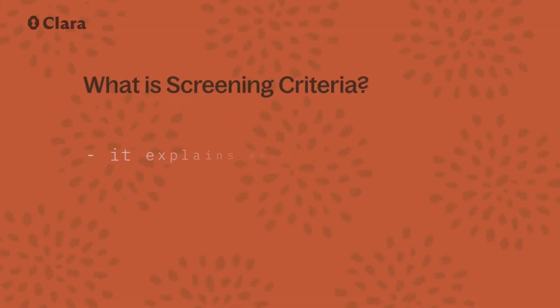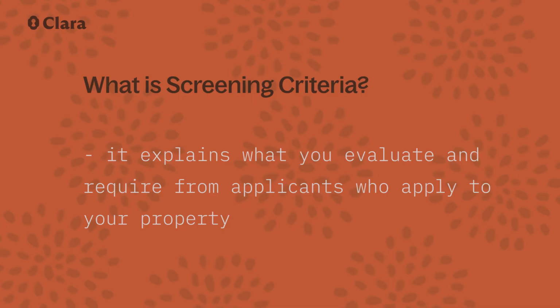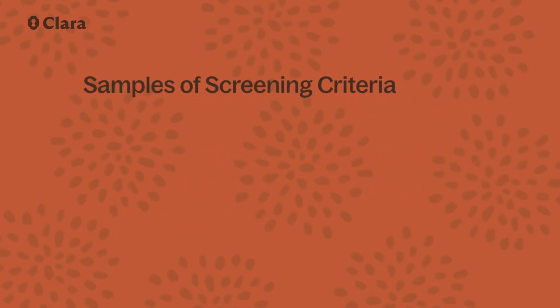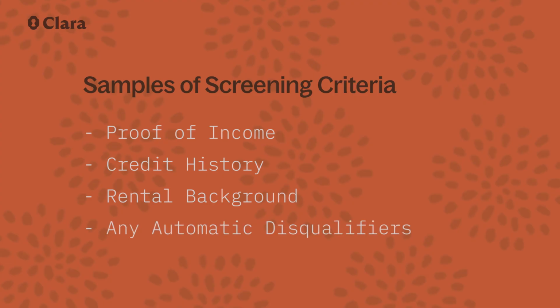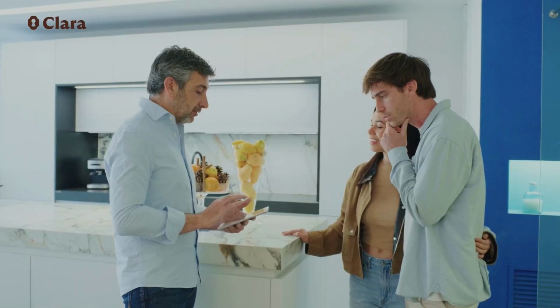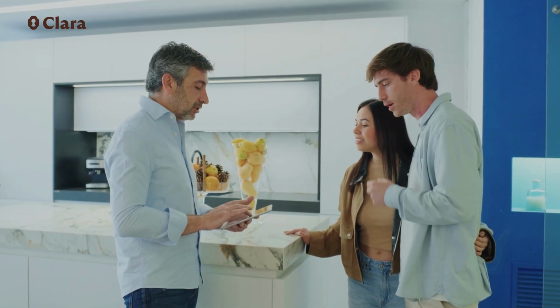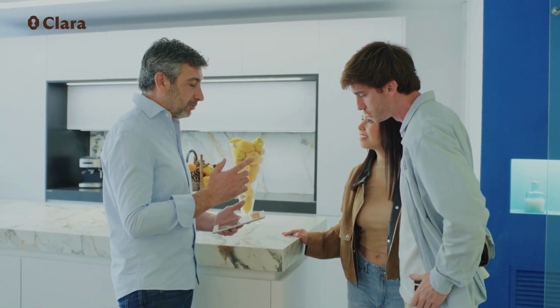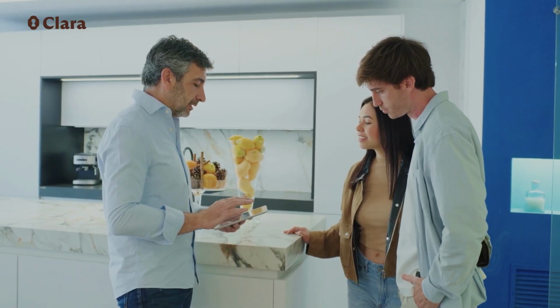First, let's get clear about what we're talking about. Screening criteria explains what you evaluate and what you require from applicants who are applying to your property. It can cover things like income requirements, credit history, rental background, and any automatic disqualifiers. It does not include anything related to protected classes, so race, religion, family status, disability, national origin, those are off limits, full stop. The key is consistency. You apply the same criteria to every applicant for that unit. This protects you and it's fair to renters.